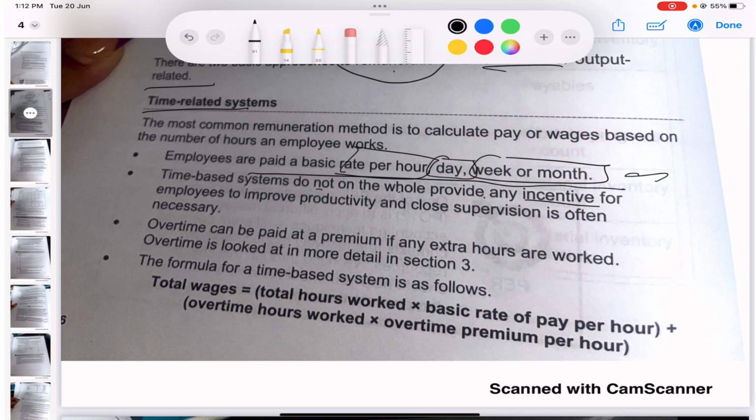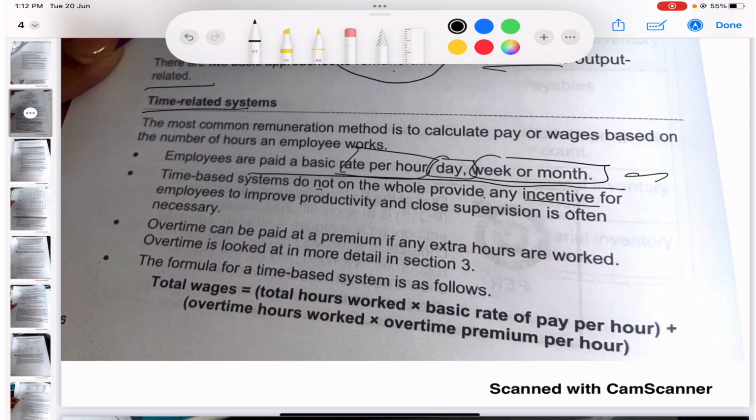Now, if I produce one good in 1 hour, I am getting 10 rupees. If I produce 100 goods in 1 hour, then also I am getting 10 rupees. So, do you think there is an incentive for me to be more efficient and be more productive? No. No matter how much hard work I put in, even if it's less or more, I am getting the same amount of remuneration.